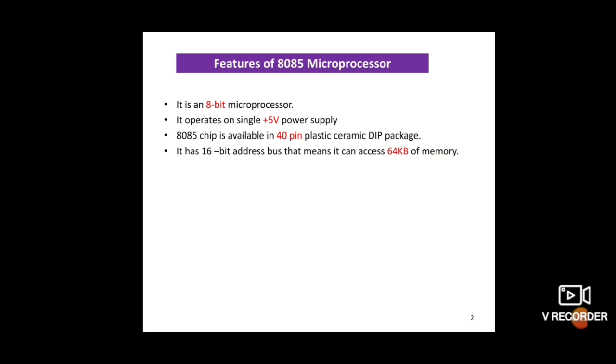A 16-bit address bus means 16 lines of address bus. You know what is the function of address bus? That is 64 KB of physical memory for this 8085 microprocessor.